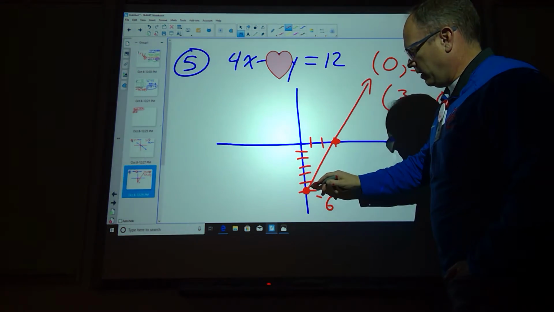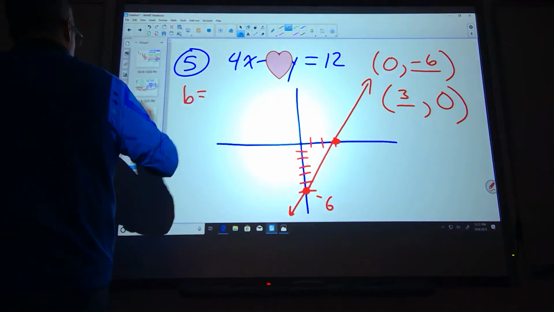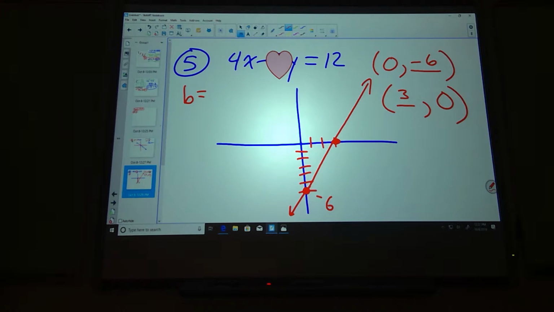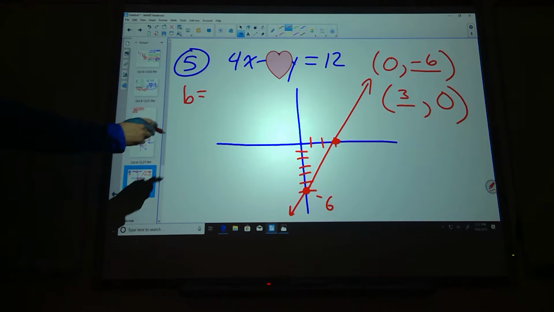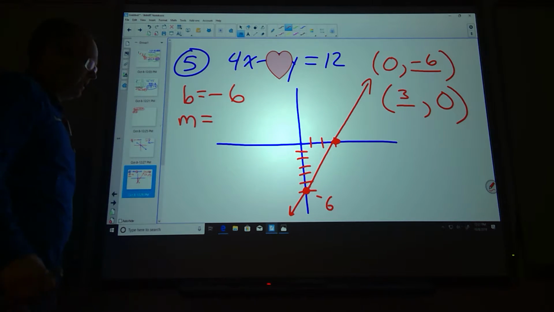All right. Now I know this isn't being asked on this, but what would my b value be on this problem? -6. Yeah, -6. All right, now let's see if we can figure this out. Didn't ask for it.